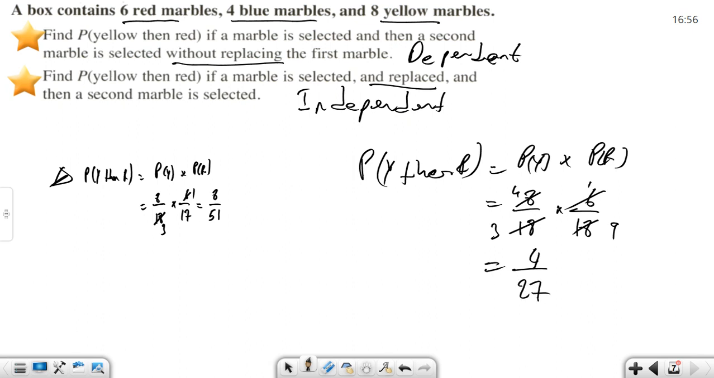So whether you replace or don't replace, it changes the question from dependent to independent. Be careful about that. That's the end of chapter 4 section 9.